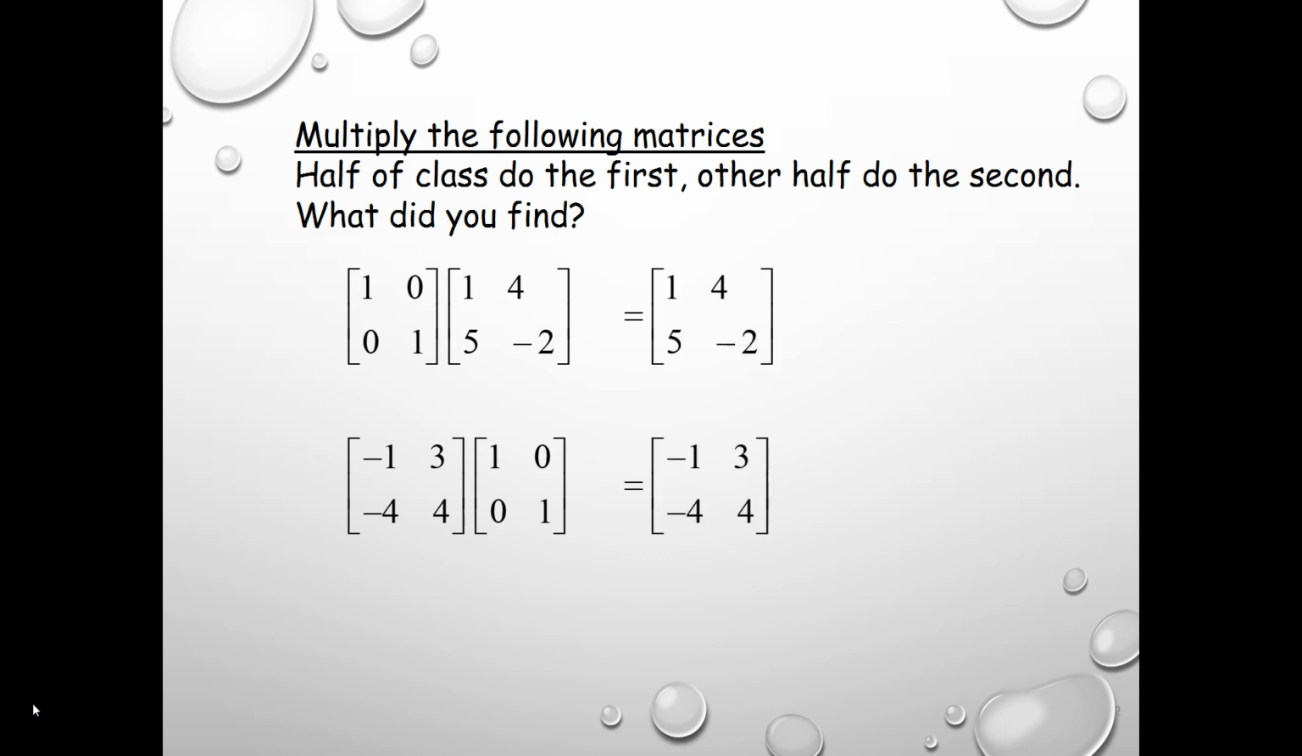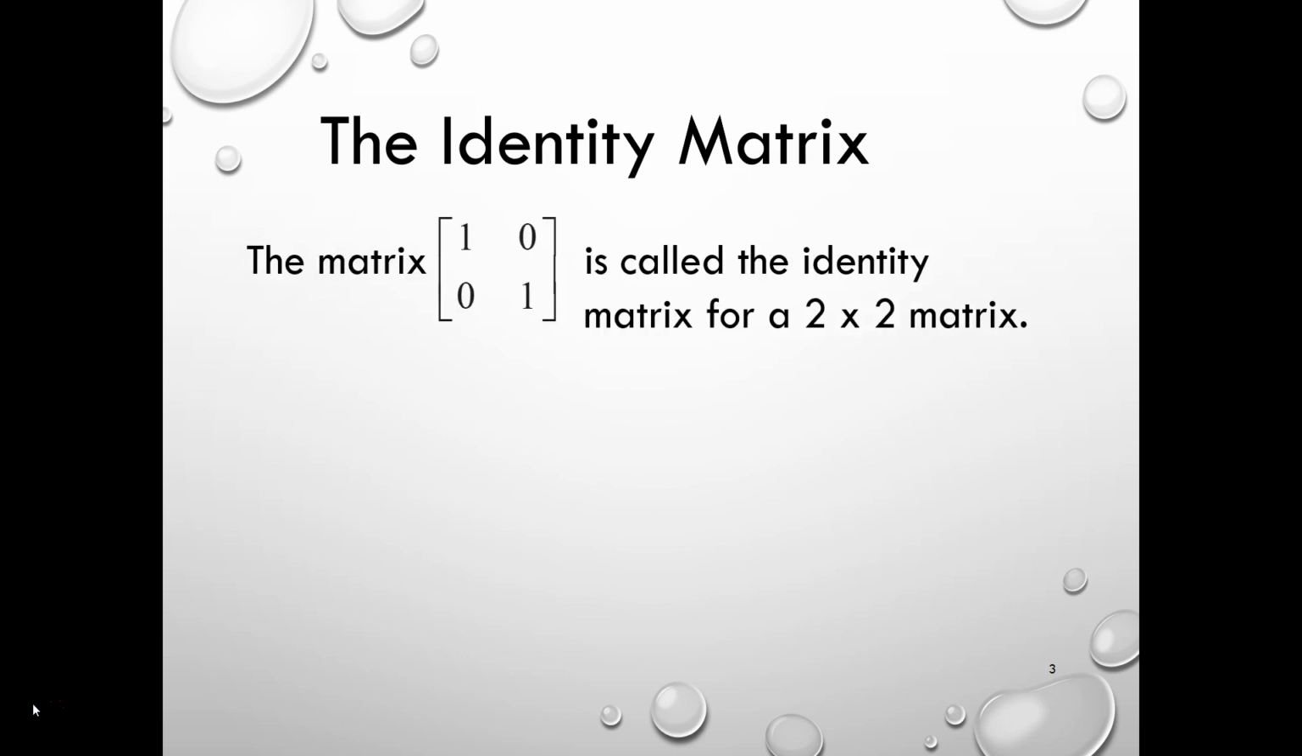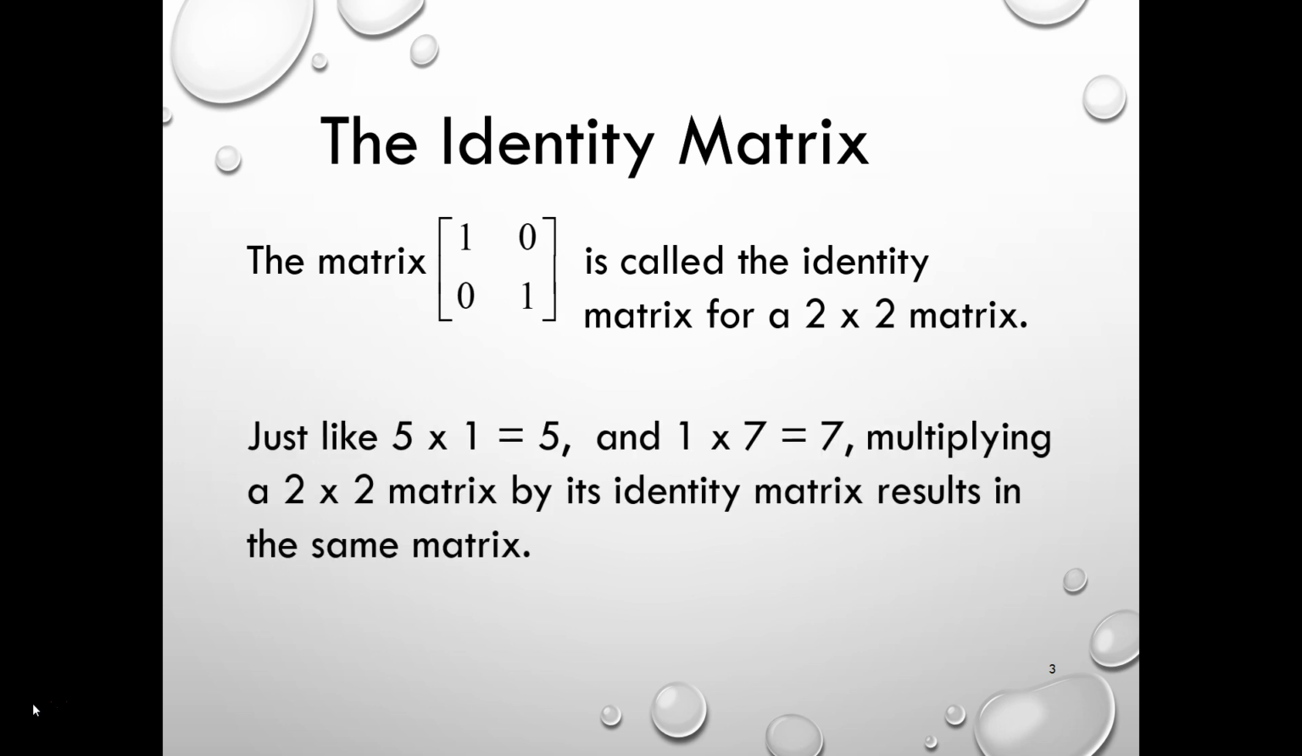Well, regardless of which one you chose, when you multiply the 1, 0, 0, 1 matrix by the other matrix, the answer ends up being the same as the original. Which brings us to talking about this identity matrix. The matrix 1, 0, 0, 1 is called the identity matrix for a 2 by 2 matrix. Now, just like 5 times 1 results in 5 as your answer, 1 times 7 results in 7 as your answer, multiplying a 2 by 2 matrix by this identity matrix results in the same matrix, and that's what you guys just found.